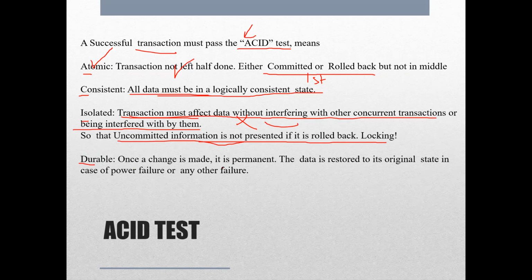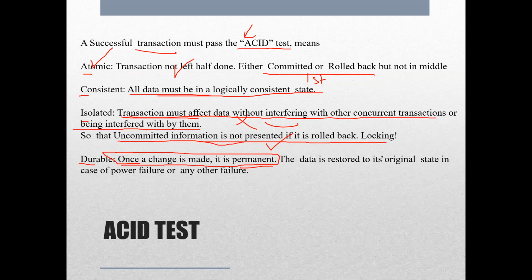Durable. Once a change is made, it is permanent. It's very important. The data is restored to its original state in case of failure, power failure, or other failure. So once a change is made, it has to be a permanent one. It is not something that would be changed, at least by that transaction. We are not talking about the other transactions, but that transaction, once it has made some change in the data, that data has to be permanent in nature.